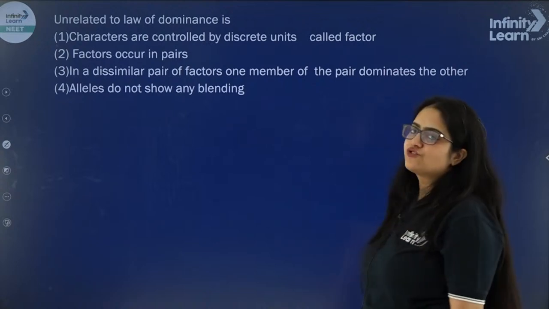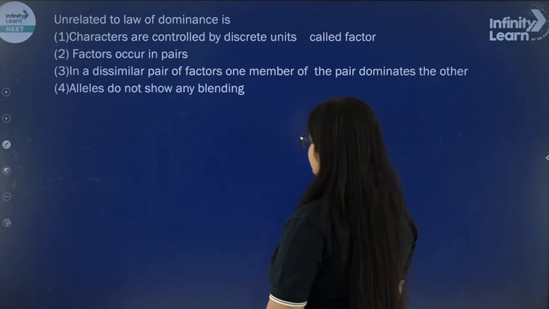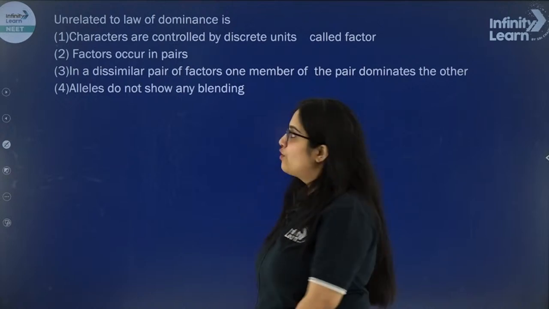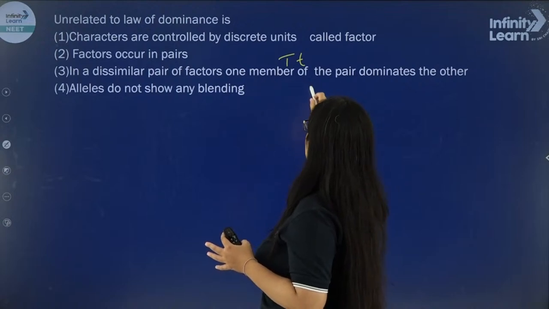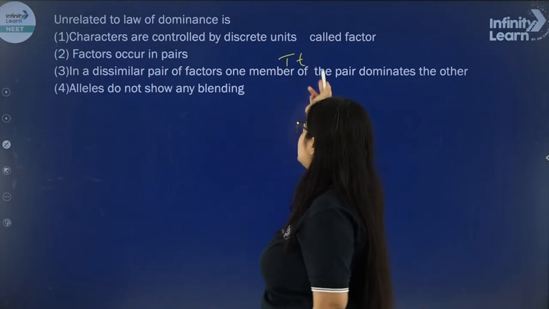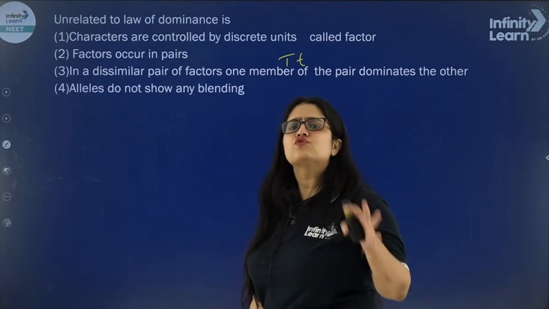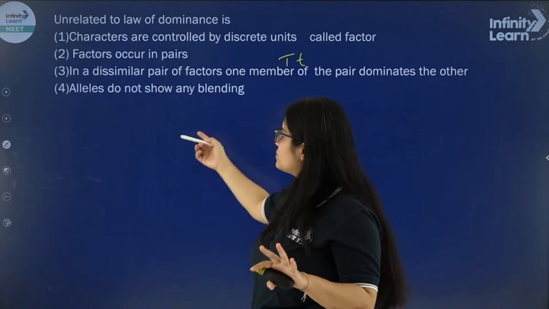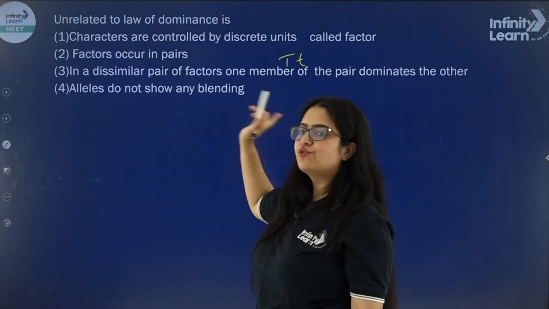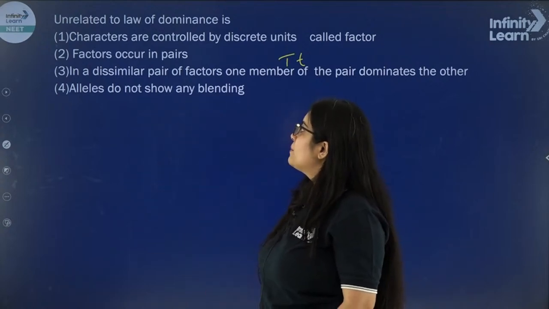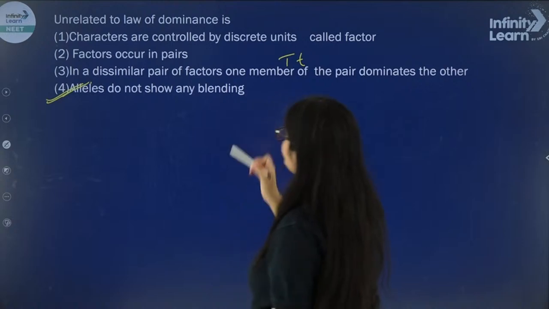Unrelated to law of dominance, let's check out. Law of dominance: characters are controlled by discrete units called factors. Factors occur in pairs. In a dissimilar pair of factors, let's say capital T and small t, one member of the pair dominates the other. Yes, capital T dominates the small t in a heterozygous condition. Alleles do not show any blending. This is also right, but this is not according to law of dominance. This is according to law of segregation. So this point is explained under law of segregation, and that is why it is unrelated. It's not wrong, but it's unrelated to law of dominance, because this was separately explained by Mendel, my dear students, under law of segregation. Alleles do not show blending: unrelated to law of dominance.